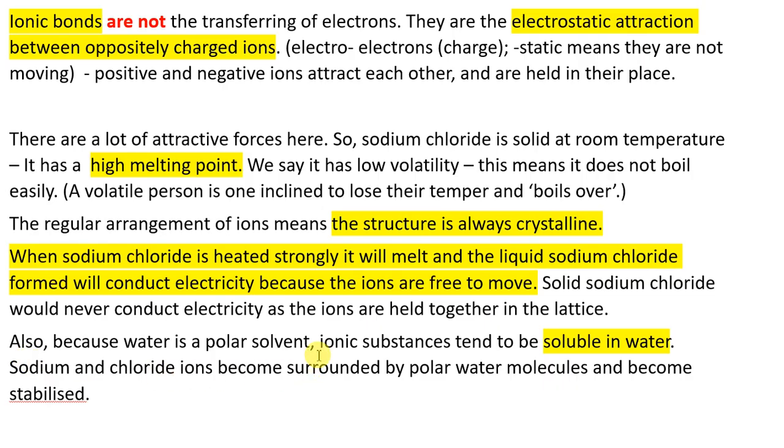And also because water is a polar solvent. That means that part of a water molecule has a slight positive charge, part has a slight negative charge. Ionic substances tend to be soluble in water. Sodium and chloride ions become surrounded by polar water molecules and become stabilized. The negative part of the water molecule would be attracted to the positive sodium ions. Positive part of the water molecule will be attracted to the negative chloride ions.